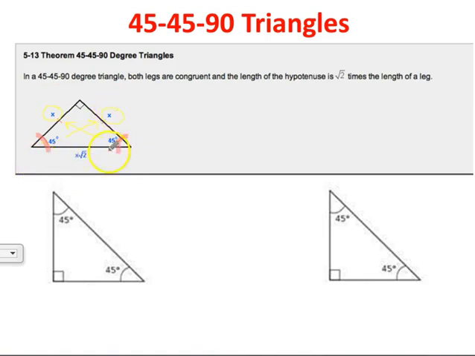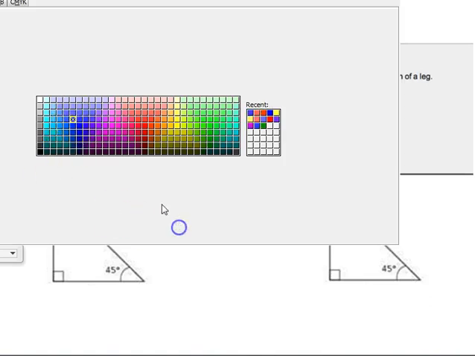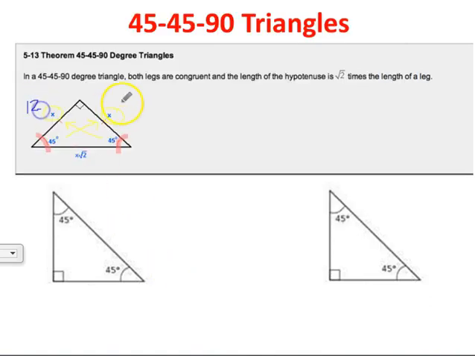Then your hypotenuse, remember, the hypotenuse is the side directly opposite the right angle. That side length is going to be x, whatever this length is here, times square root 2. Let's do an example. Let's say that this side length is 12. Then this side length would have to be 12, and the hypotenuse would have to be 12 times square root 2. Pretty cool pattern, right?